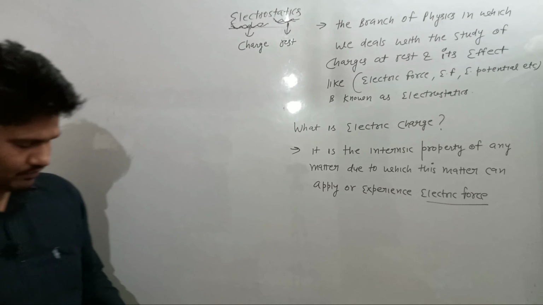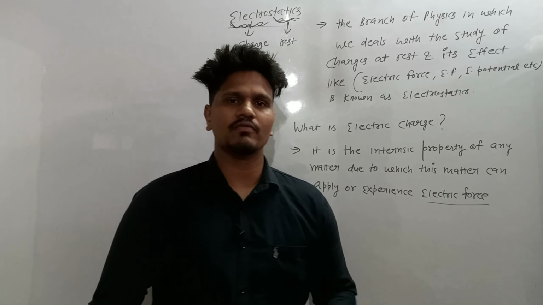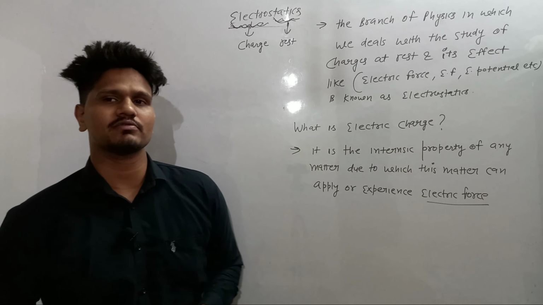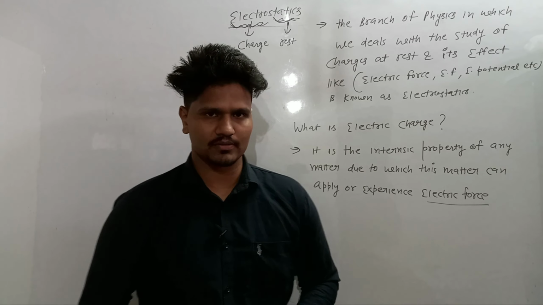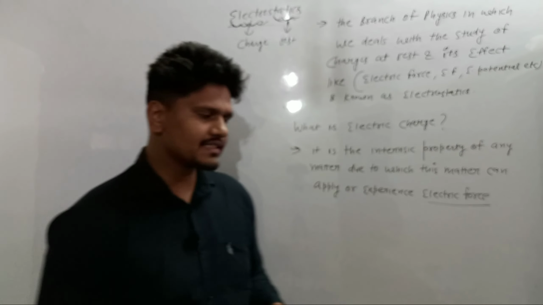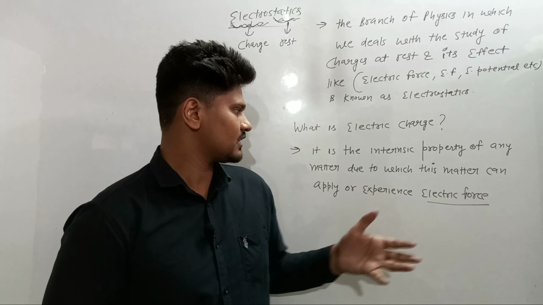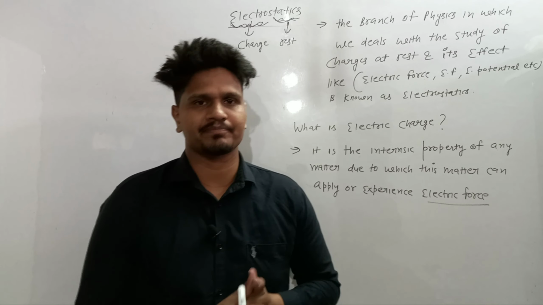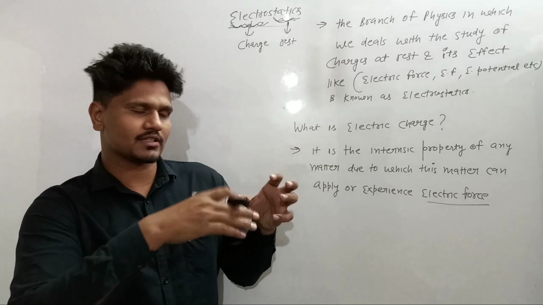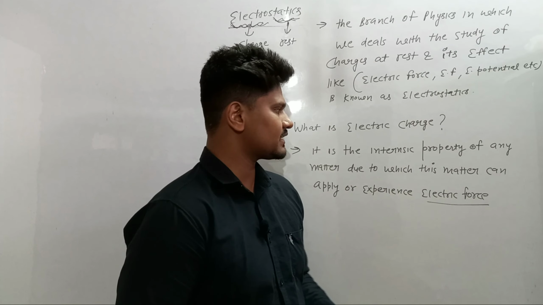We have studied four fundamental forces in nature in your 11th class. One was gravitational force, the other was electromagnetic force, then weak nuclear force and strong nuclear force. The reason the electromagnetic force came into existence is electric charges. Electric charge is the property of matter due to which this matter can apply or experience electric force from another charge. Alright, that was electric charge for us.